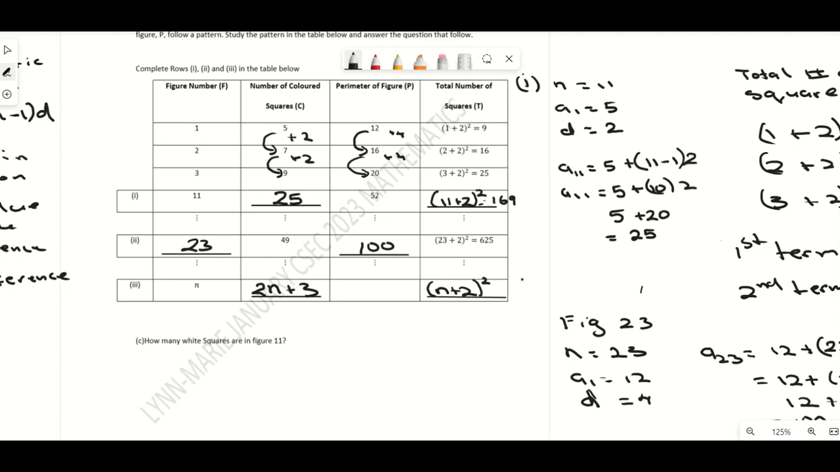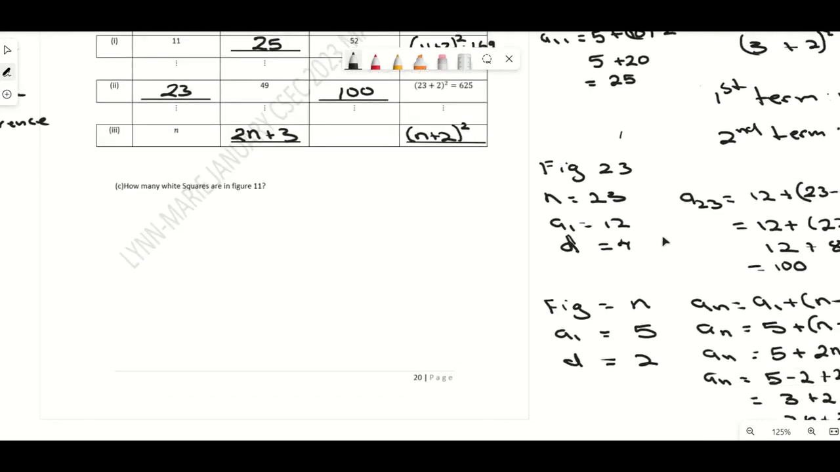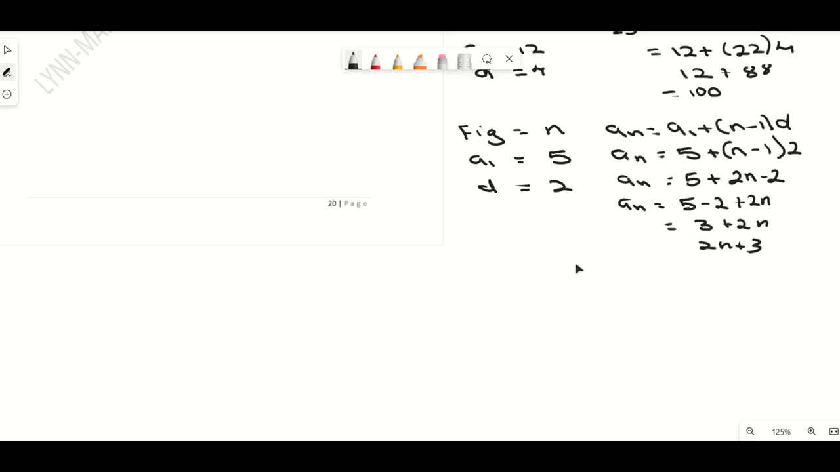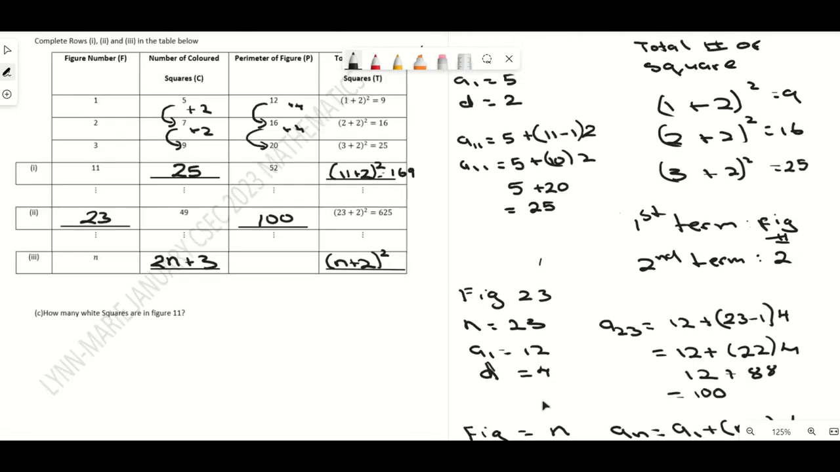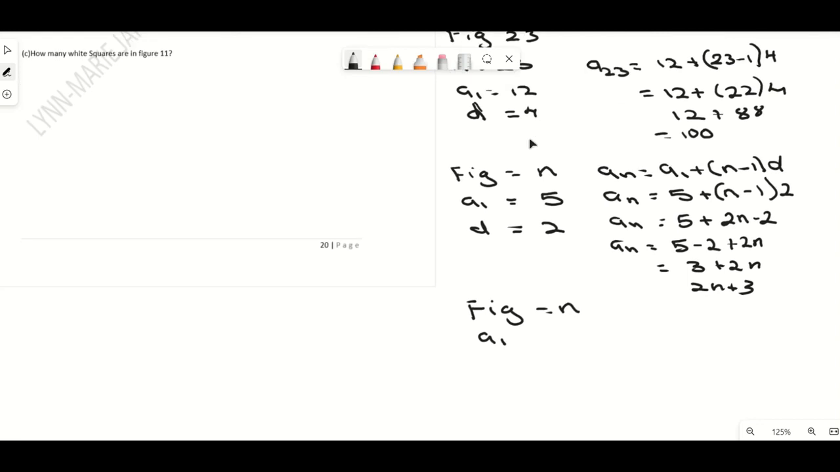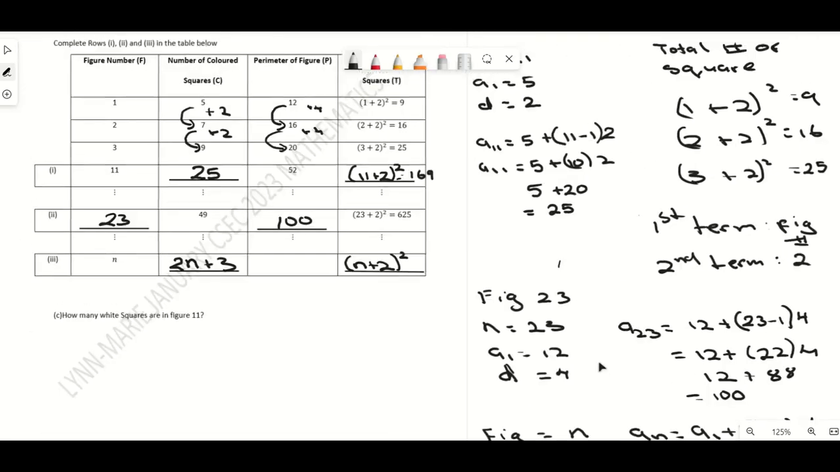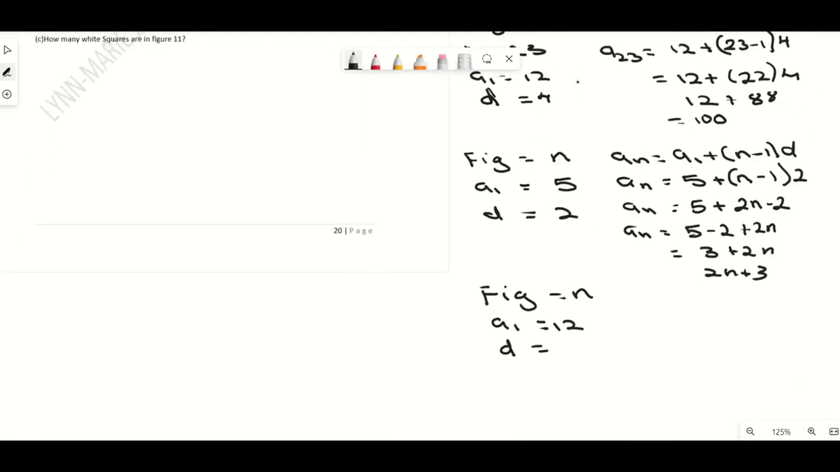We know that my figure number is n, right? So we're going to do it for the perimeter, p. My figure number is n. A1 for the perimeter of the figure is actually 12, right? And my common difference in that section was, let's make sure, is it 4? I think it was 4. It is 4, right?